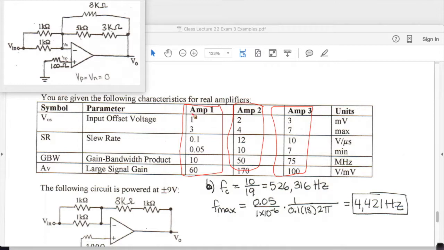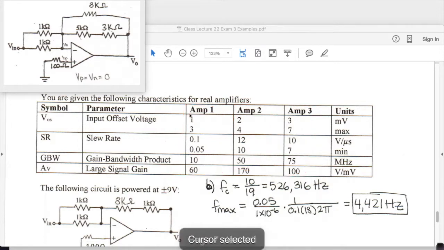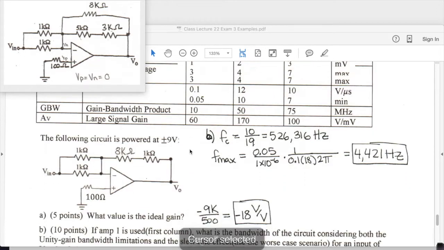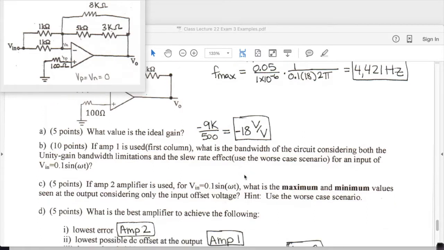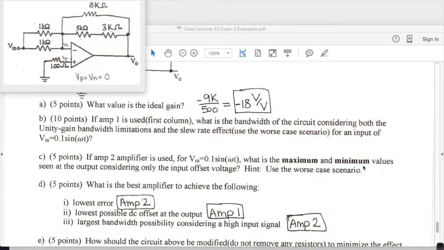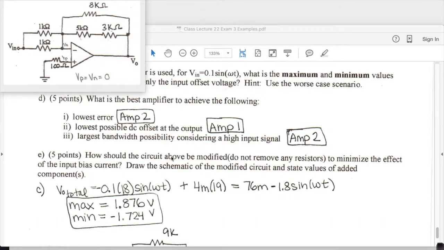In this part of the problem, it asked for amp 1 values, and it said, what is the bandwidth of the circuit considering both the unity gain and the slew rate for a given input? Then it wants to know the maximum and minimum values when you consider input offset voltage. And lastly, how to modify the circuit to minimize the effect of the input bias current. I'll talk about these in a little bit.